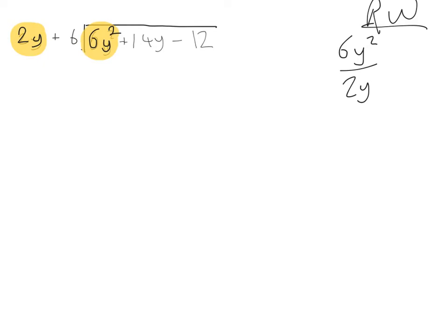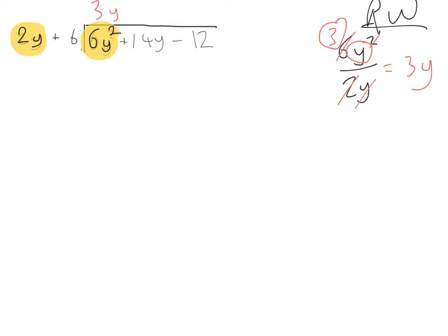What will divide into 6 and also into 2? Well, 2 will divide into both of them. 6 divided by 2 is 3. 2 divided by 2 cancels. And then we have y squared divided by y. What will divide into both of them? Well, y will. Y squared divided by y leaves you with y. And y divided by y cancels. So we're left with 3y. So 3y goes over here on top of our bus stop, and that's the first part of our answer.